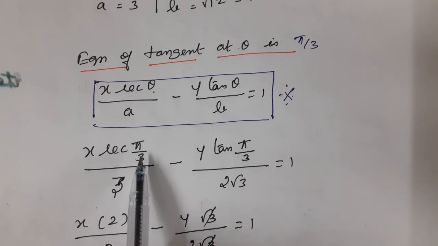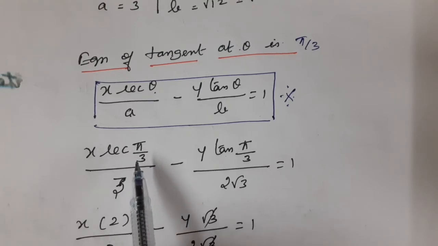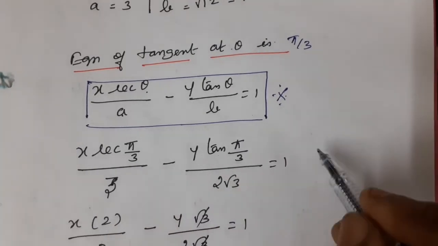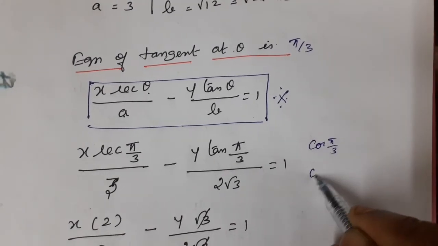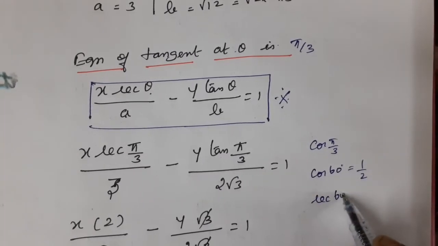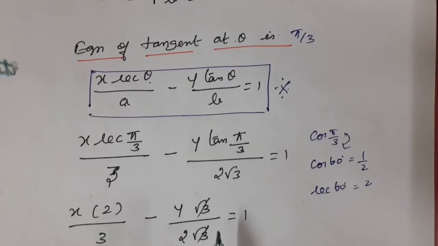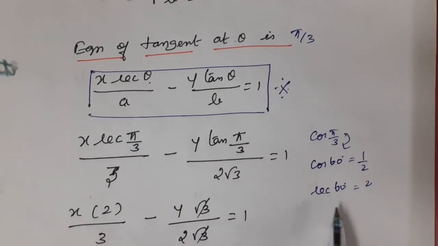Now x into secant pi by 3. Secant is nothing but the reciprocal of cos. Pi by 3 is 60 degrees, so cos pi by 3 is cos 60, which is 1 by 2. Reciprocal of cos is secant, so secant 60 is 2. So instead of secant pi by 3, secant 60 is 2.